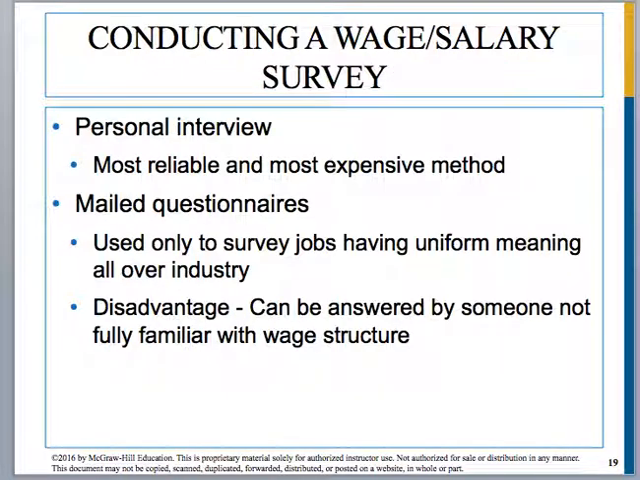The wage salary survey can be conducted through a personal interview, which is the most reliable, but it's also the most expensive method. It can also be done by mailed questionnaires, used only to survey the jobs having a uniform meaning all over industry. The disadvantage to this, of course, is that it can be answered by someone not fully familiar with wage structure. So anyone could answer it, and that could skew the results.